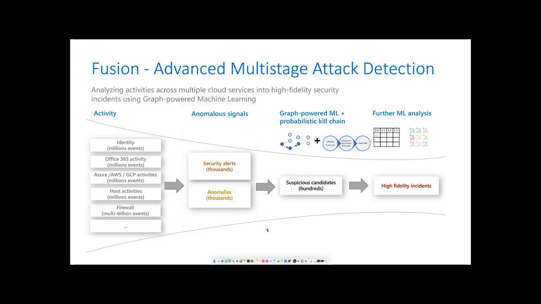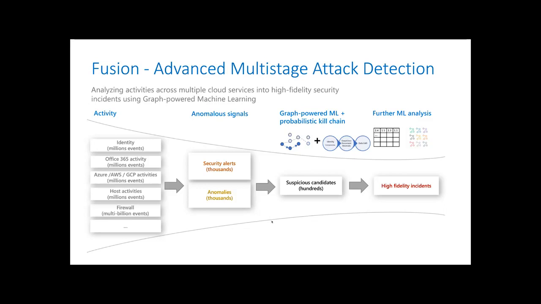So we go a deeper level by adding the graph-powered machine learning that's currently automated and is on by default across Microsoft Sentinel. And we do that by also adding a probabilistic attack kill chain. So aside from the machine learning, we are actually correlating back to the attack kill chain to understand the various patterns in which you have correlation when it comes to your environment.